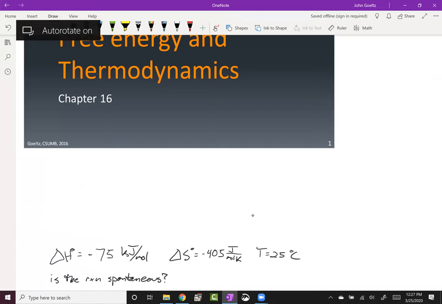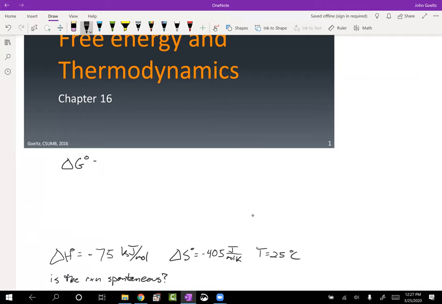Delta G naught equals two things from that list. One is negative RT times the natural log of K. Here, delta G is the free energy. The naught means standard conditions, which means all chemicals are at 1 molar or 1 atmosphere.